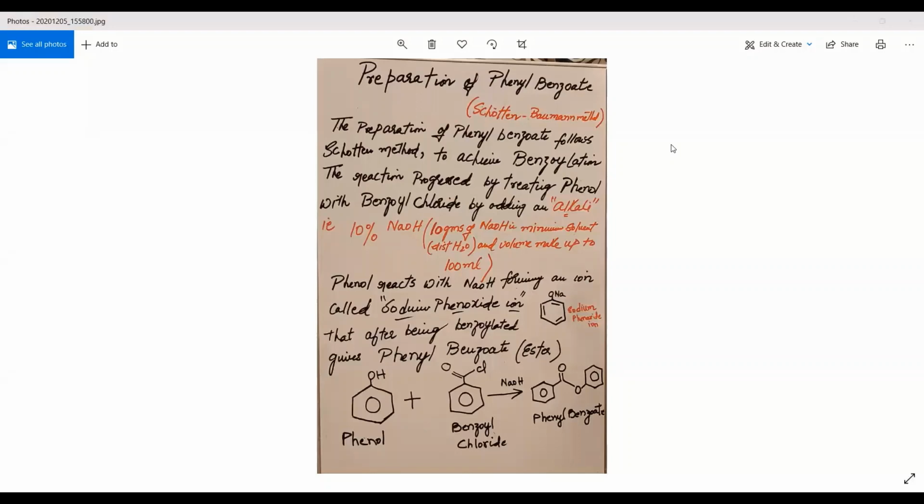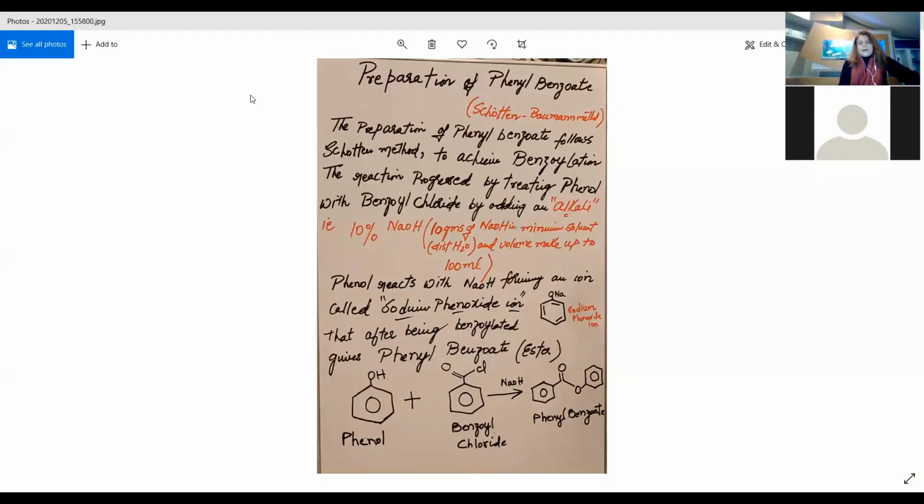Yes, they are admitted. So this is the experiment, preparation of phenyl benzoate, Scott-Bowman method. Thank God I have prepared these slides. I thought you have your schemes with you, but now it becomes easier. Now here it's simply the preparation first, right? So let's go with the preparation first. Scott-Bowman was the scientist who is behind this successful experiment, right?